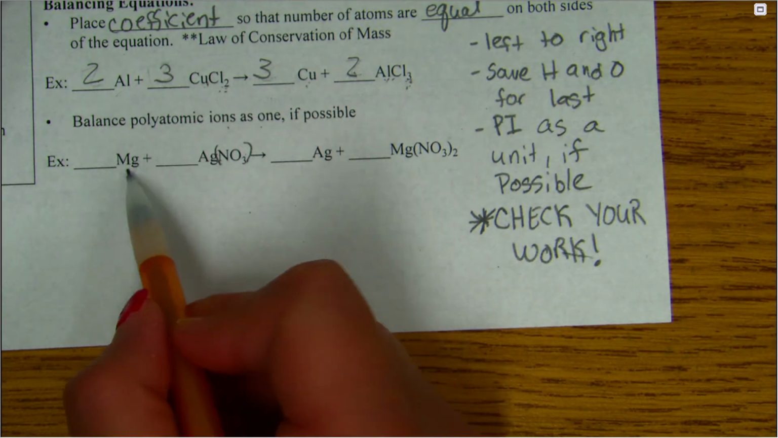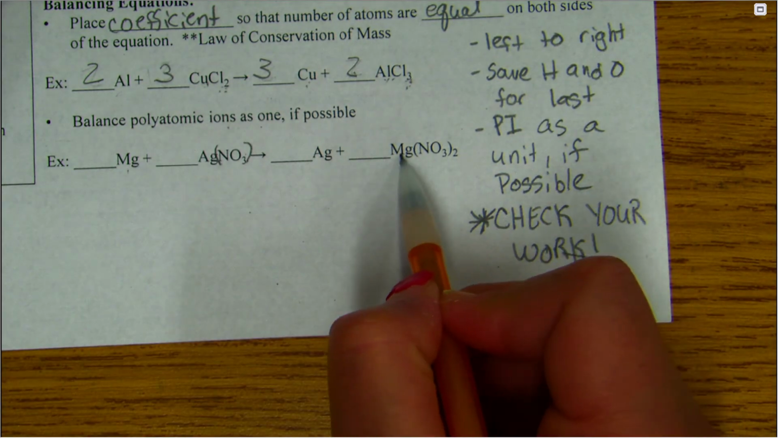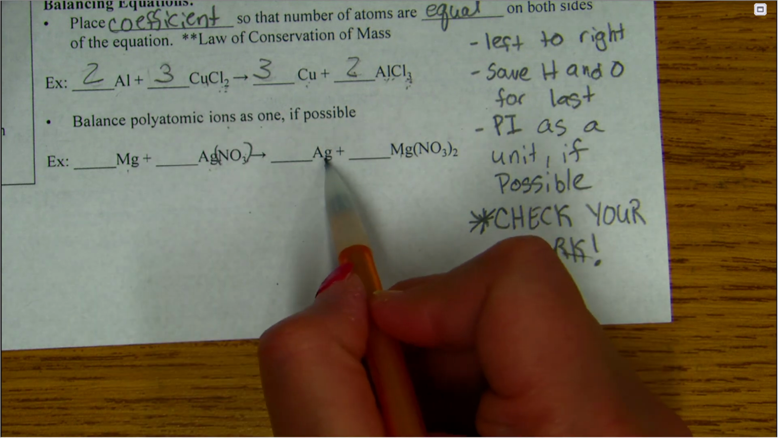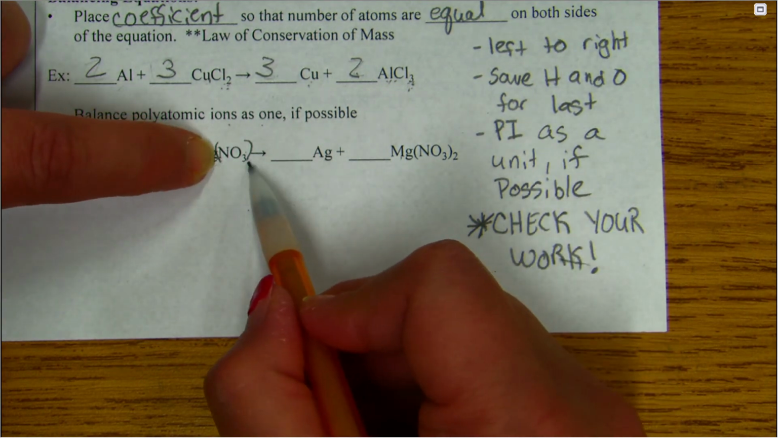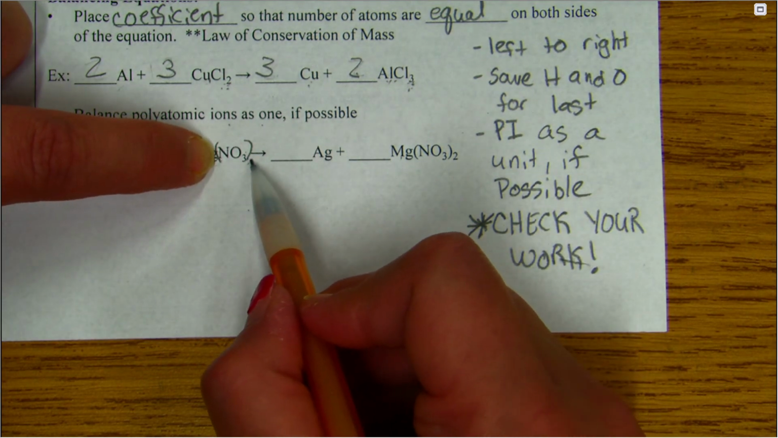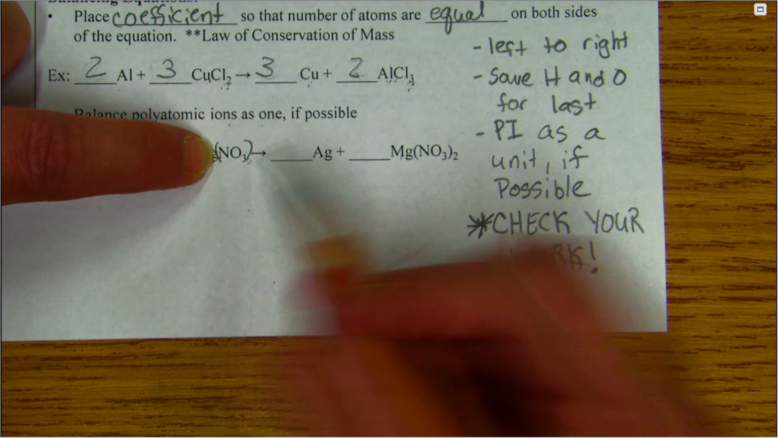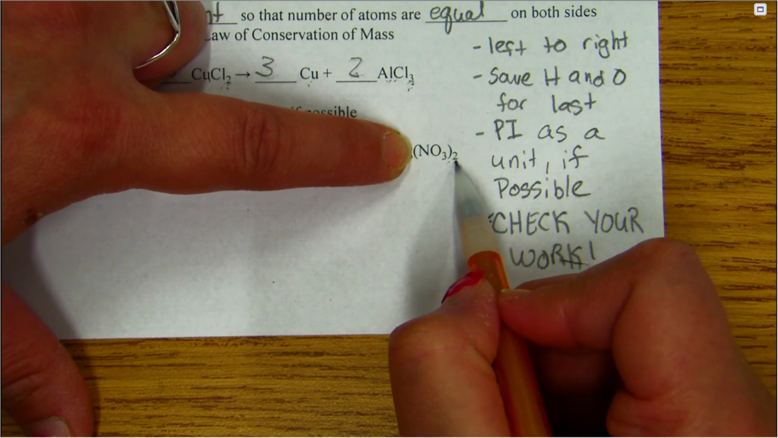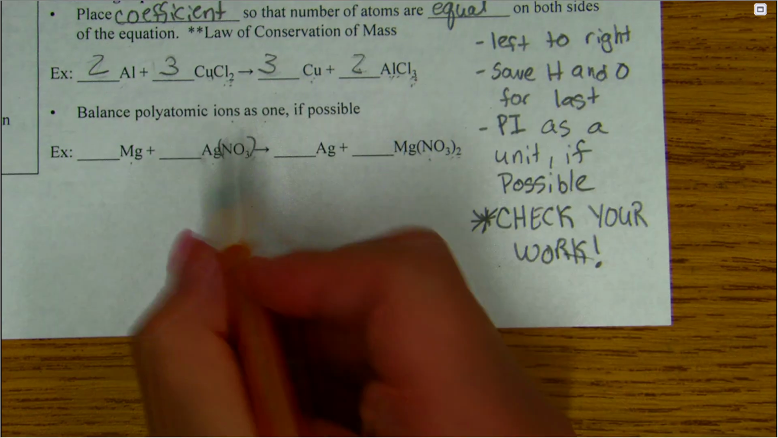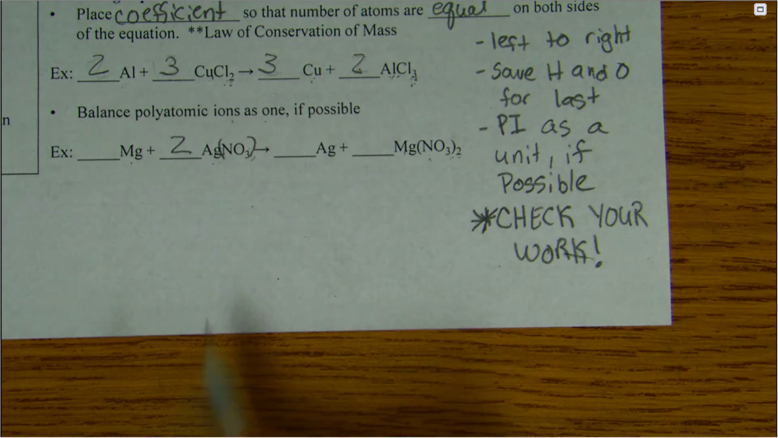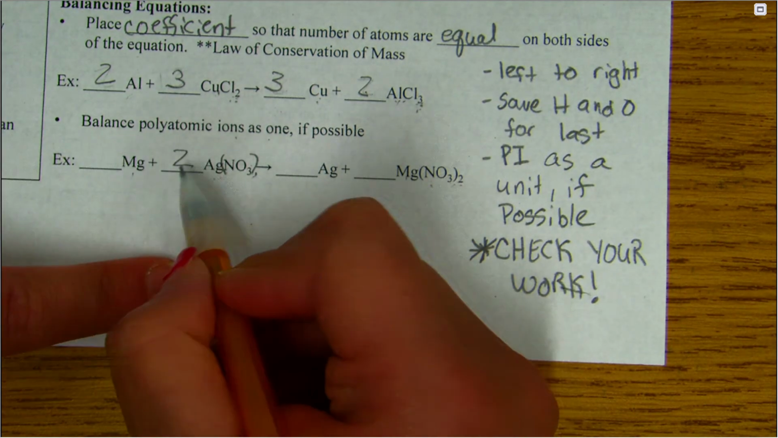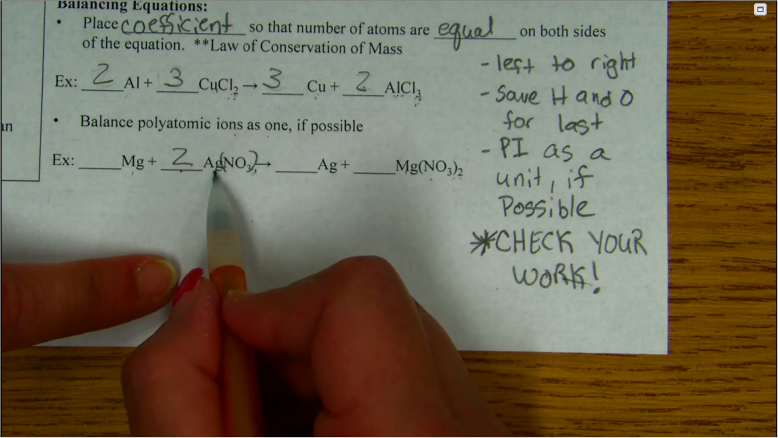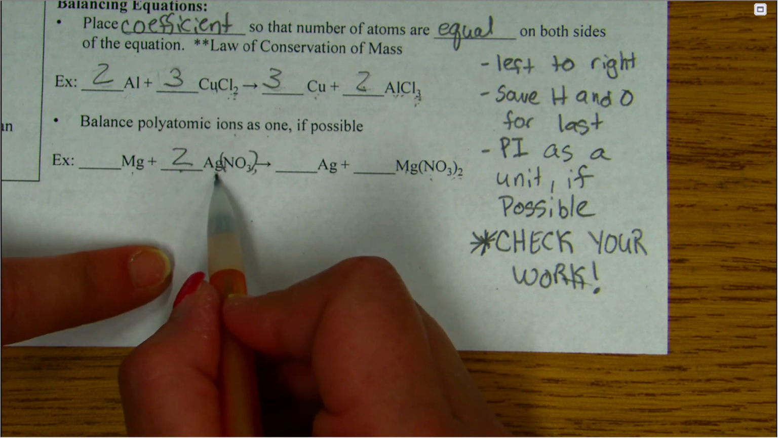Here we go. I have 1 magnesium on the left, and I have 1 magnesium on the right. I have 1 silver on the left. I have 1 on the right. Now my polyatomic ion is in a parentheses. There's no number behind it, so it's understood to be 1. My polyatomic ion on the right side has a 2 behind the parentheses, so I have 2 nitrates. So I need 2 nitrates as reactants. All right, so 1 nitrate times 2 is 2. Now, when I put this in front of my silver nitrate, my silver, which was balanced, is no longer balanced.